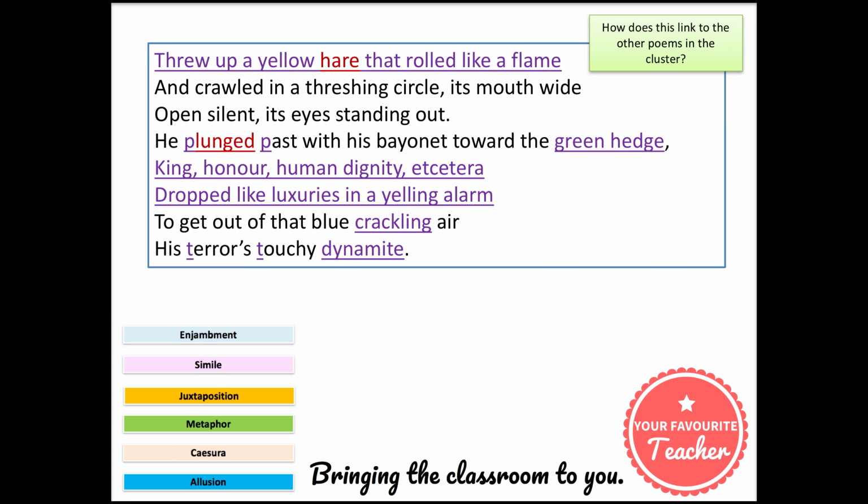Plunged past. So he is really fully engrossed in this now, with his bayonet towards the green hedge. King, honour, human dignity, etc. The use of this list, perhaps another reference to the reasons behind him going to war, the things that he would have been sold back home. You know, the patriotic tear again links in with this quite nicely. This use of this list almost desensitizes him to it. They're not important anymore. King means nothing, honour means nothing, human dignity means nothing, etc.